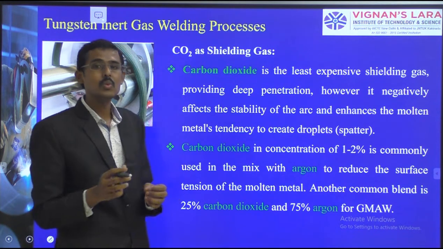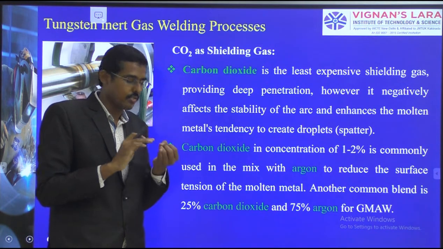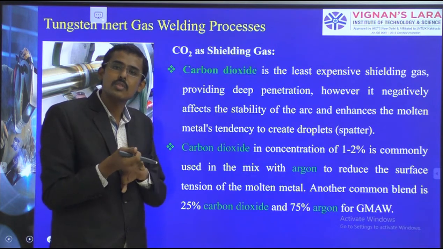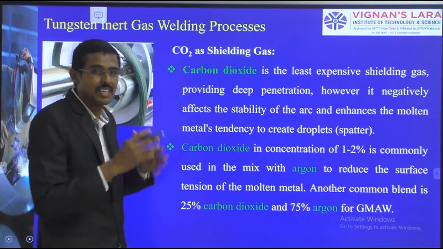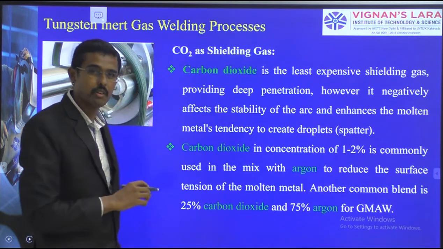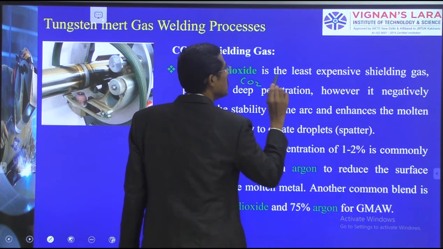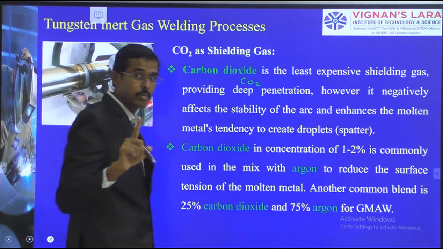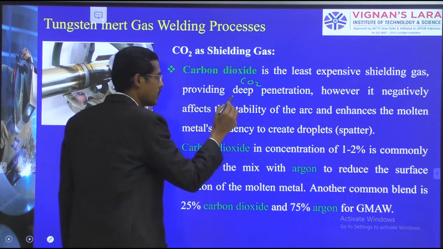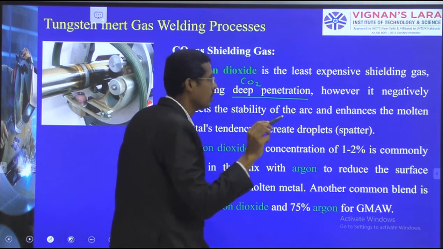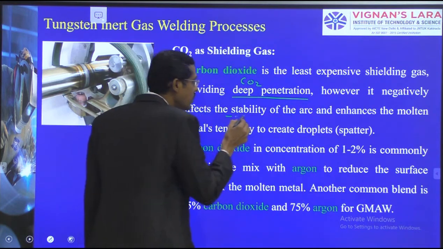Now we come to CO2. We have already seen the inert gases argon and helium, and now we should see the active gas CO2 when we give it as a shielding gas, in general, not specific to TIG. Carbon dioxide, CO2, is the least expensive shielding gas. Helium is costly. CO2 provides deep penetration. However, it negatively affects the stability of the arc.